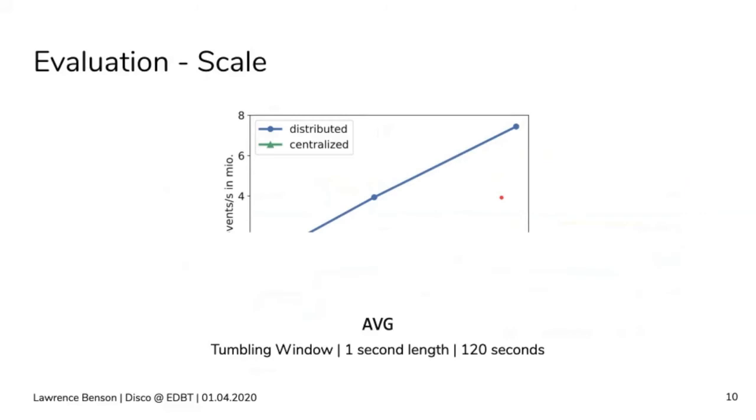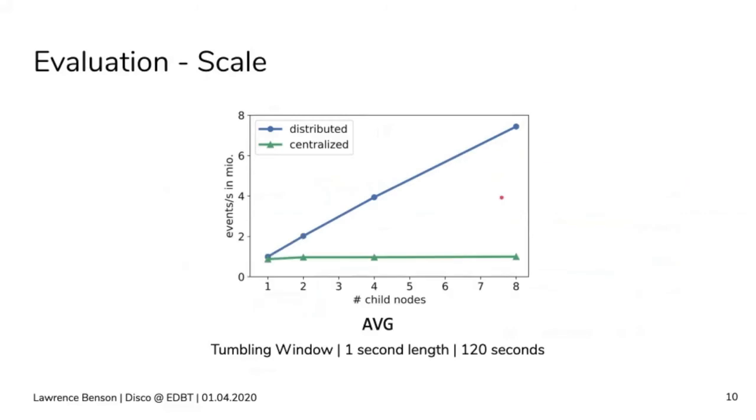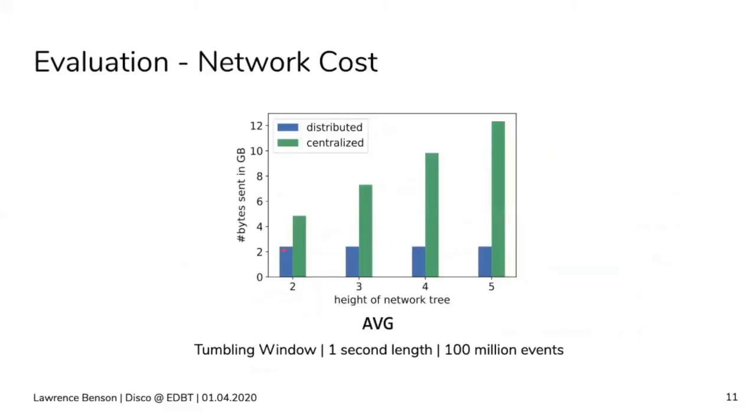And a quick evaluation at the end: we're looking at scalability here of the average function. We can see that our approach scales linearly with the number of nodes, because each child node produces windows and aggregates independently of each other, whereas in the central approach, it all happens on a single node, which is the bottleneck. And also for network costs, we can see that our approach, as we only have to send the partial aggregates, reduces the network cost drastically compared to the centralized approach, where with an increasing network tree height, we always have redundant raw data transfer.